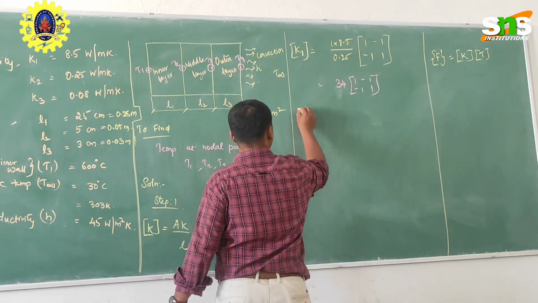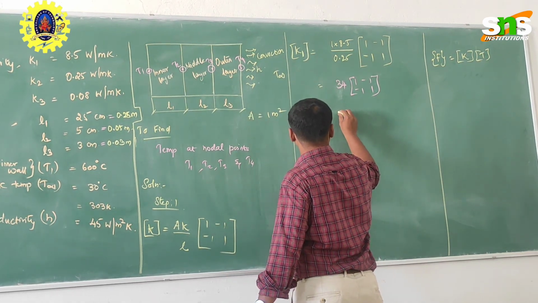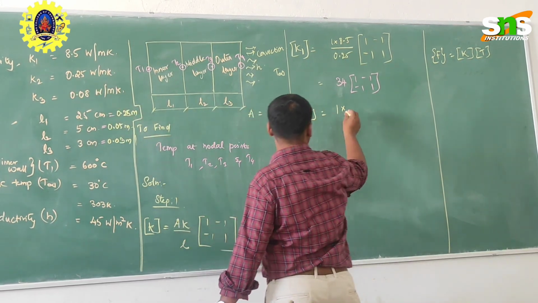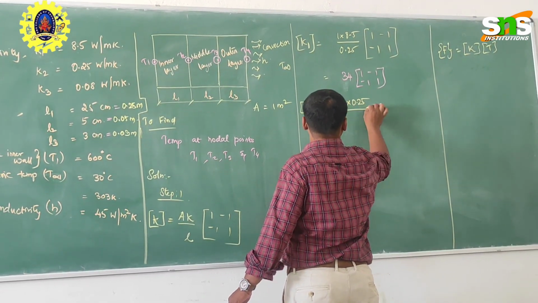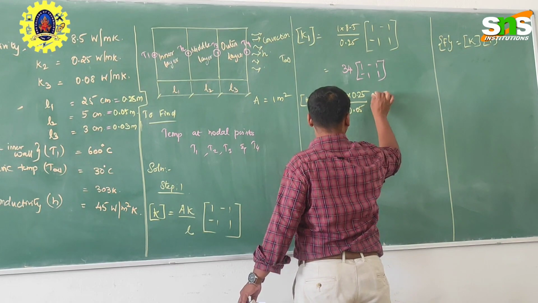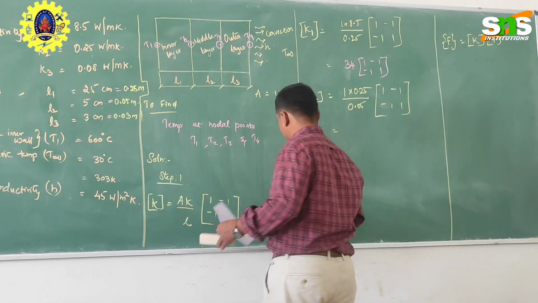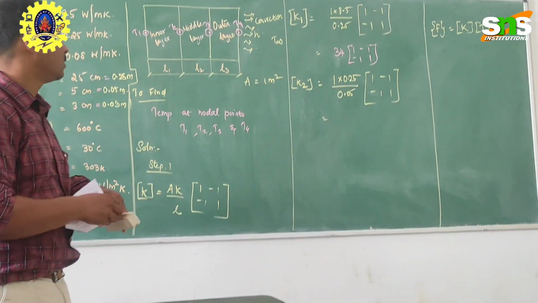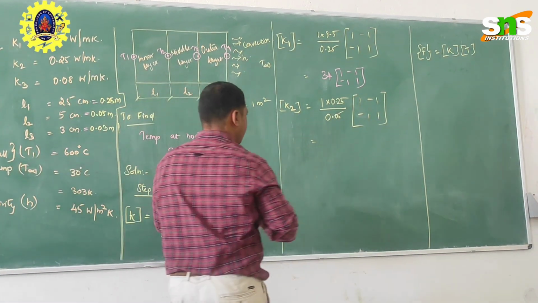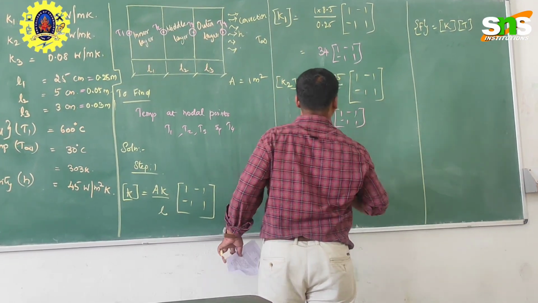Similarly, compute for element number 2. What is K2? Again the area A1 and A2 is 1 meter square, and thermal conductivity K2 is 0.25 divided by the length of element 2, which is 0.05. Please be careful while substituting the values. So what is the answer? 5 fives are 25, so you will be getting 5. 5 into [1 -1; -1 1].